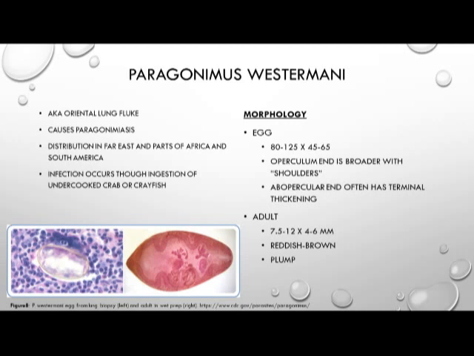Because this organism has a lung migration pattern, we often see encapsulated eggs found in lung biopsies of infected humans. The egg itself measures between 80 and 125 by 45 to 65 microns. The operculated end often is broader with shoulders, where the abopercular end has a terminal thickening. The adult worm measures 7.5 to 12 by 4 to 6 millimeters and is often reddish brown and plump looking.